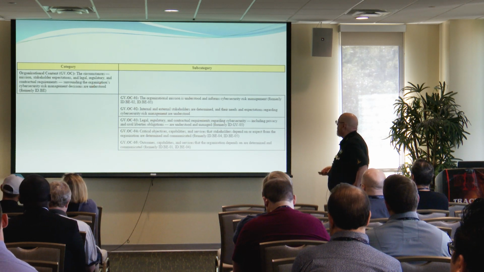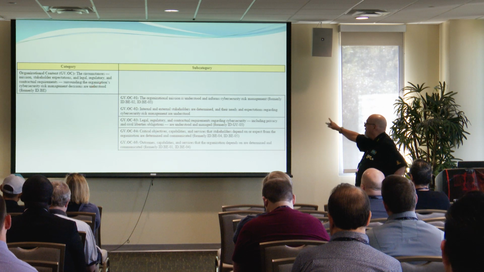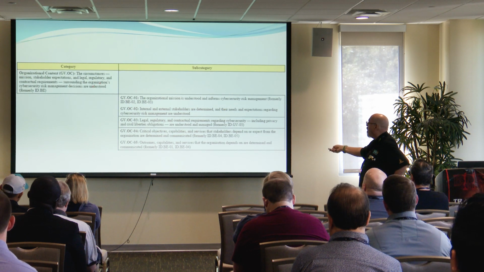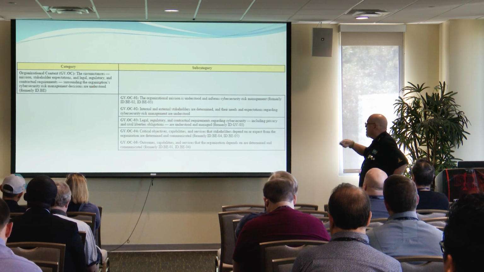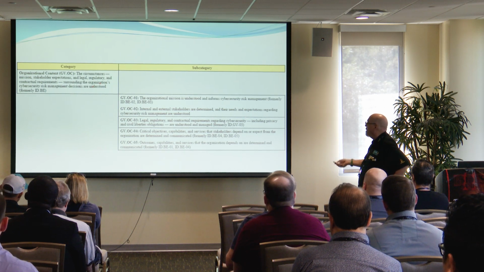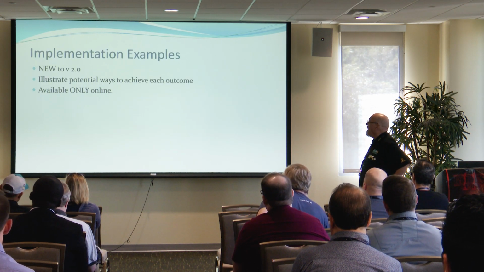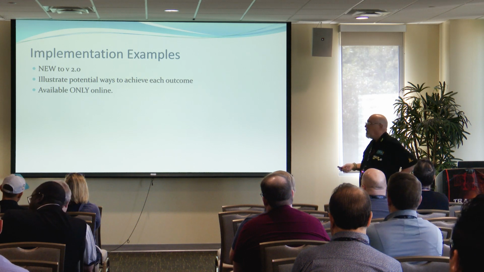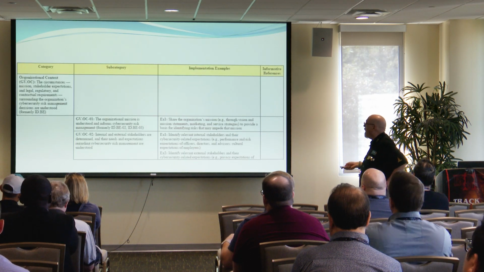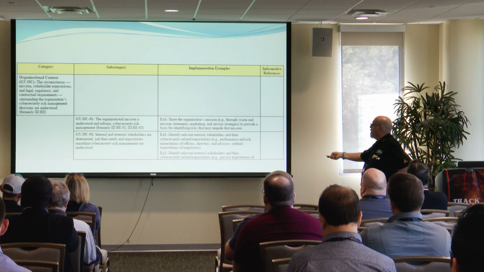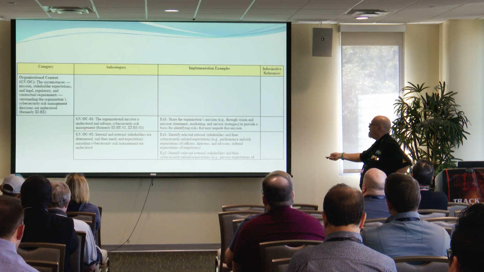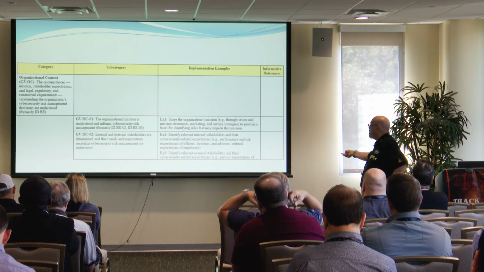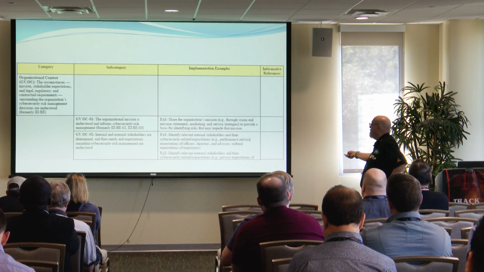So this is what it looks like in some of the documents, where you have categories and subcategories. This picture was taken from the draft, so it shows where the former ones are. See, formerly these. In the final version, all that is gone. Then implementation examples, which are a new addition. This is to show potential ways to achieve each outcome, and it's only available online. So in this case, we have: the organization's mission is understood and informs cybersecurity risk management. Example: share the organization's mission through vision and mission statements, marketing, and service strategies to provide a basis for identifying risks that may impede that mission.